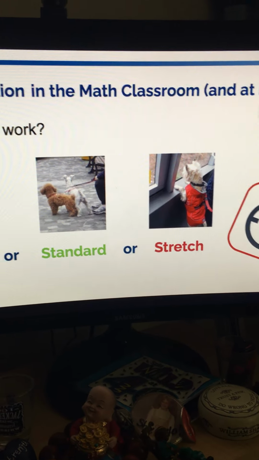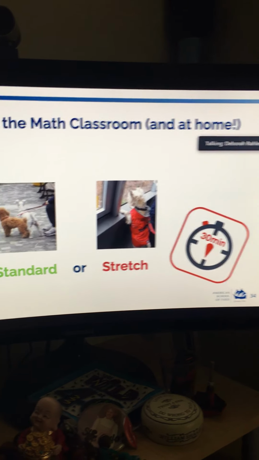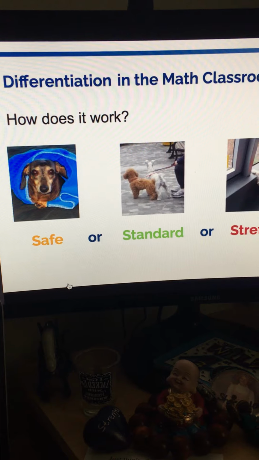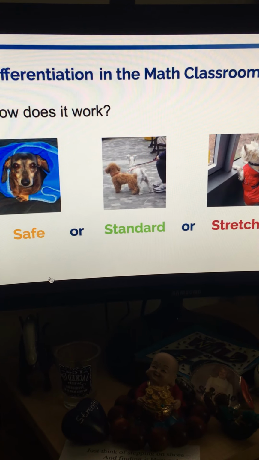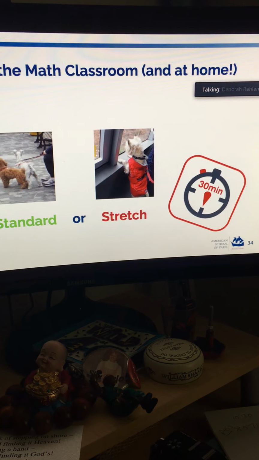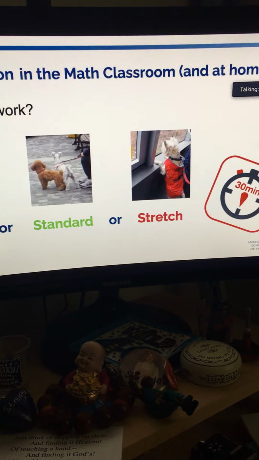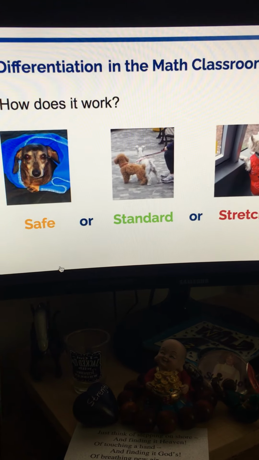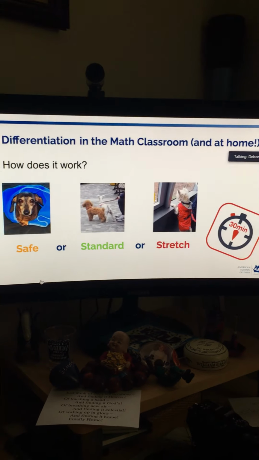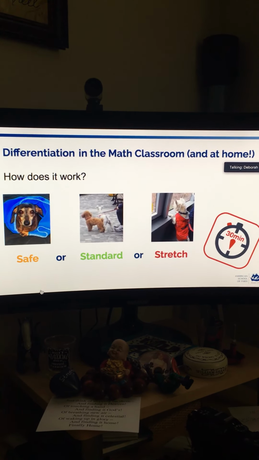In the math classroom, I have a complete range of students with different ability levels in math, and some of them may be strong in one area but not so good in another because they've moved schools, for example. So I've built my program around three levels: safe, standard, and stretch. Standard is grade 7 level, and for almost all my assignments, I'll assign work at the standard level.